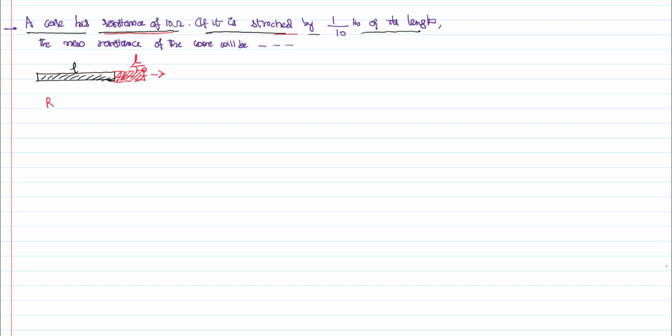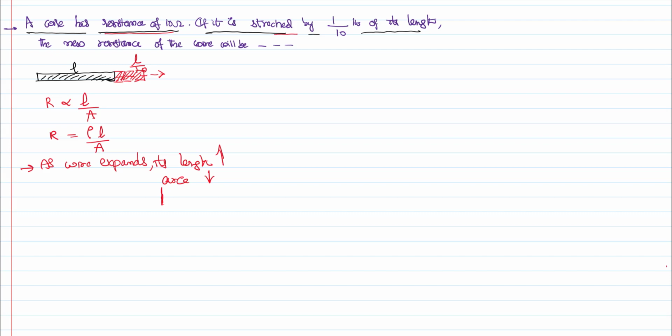We know the formula, if you remember, resistance is directly proportional to length and inversely proportional to area. So resistance is equal to the proportionality constant, resistivity rho, times L by A. But if you look at the problem, there is no information about area. As the wire expands, its length increases, simultaneously its area of cross section decreases. But we don't have any information about that area.